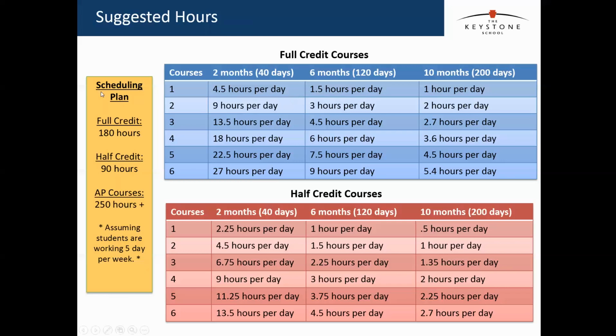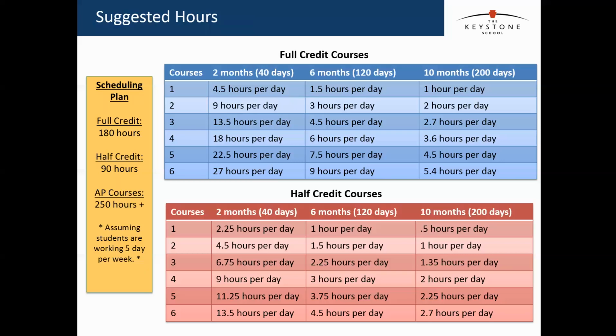Looking at the blue chart, you'll notice the more courses you have, the more time will be required for you to finish. To finish 2 courses in 2 months, it's 9 hours per day, which just really is not a realistic plan. My recommendation is that students work 6 to 6.5 hours a day, maybe closer to 7.5 hours with breaks.